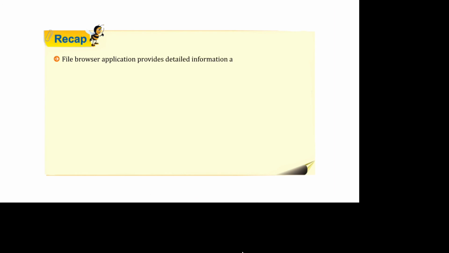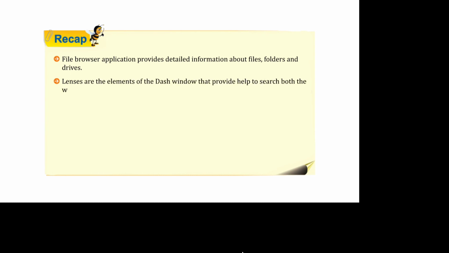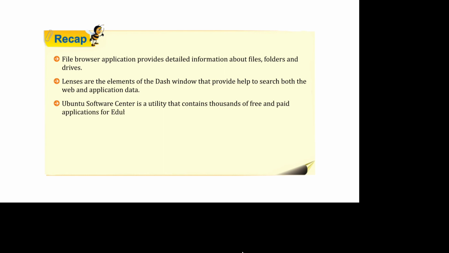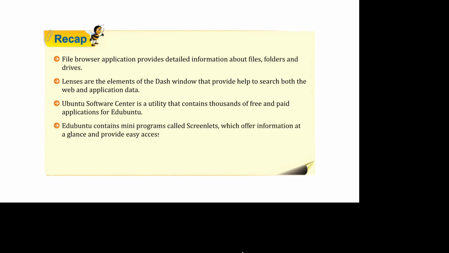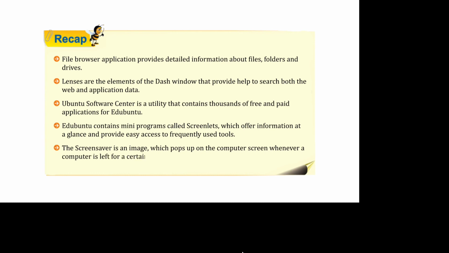Okay students, let us take a recap of this chapter. File browser application provides detailed information about files, folders and drives. Lenses are the elements of the dash window that provide help to search both the web and application data. Ubuntu Software Center is a utility that contains thousands of free and paid applications for Ubuntu. Ubuntu contains many programs called screenlets which offer information at a glance and provide easy access to frequently used tools. The screensaver is an image which pops up on the computer screen whenever a computer is left idle for a certain period of time.